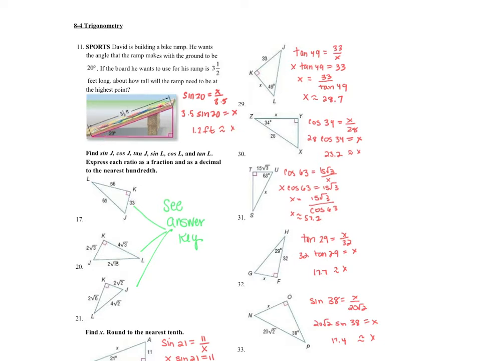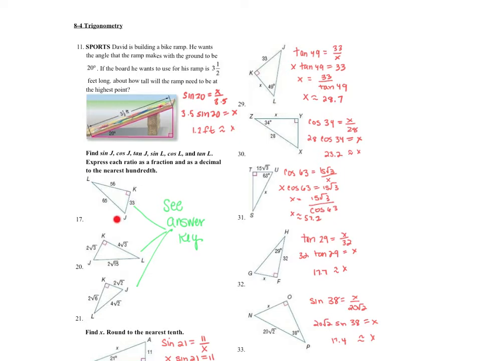The board he is using for his ramp is 3.5 feet long right here. We want to know how tall the ramp will need to be at the highest point. So if we look at this, here's the angle. We have the hypotenuse, and we are looking for the opposite side. So that's going to tell us we're going to use the sine of 20 to be equal to x divided by 3.5. And so we cross multiply there. And then we type this into our calculator, and we are rounding then to 1.2 feet approximately.